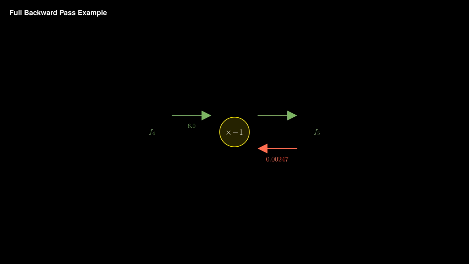The negate node computes f5 equals f4 times -1. Upstream gradient is 0.0247. Local gradient is -1. Our downstream gradient is 0.0247 times -1 equals -0.0247. So dl by df4 equals -0.0247.